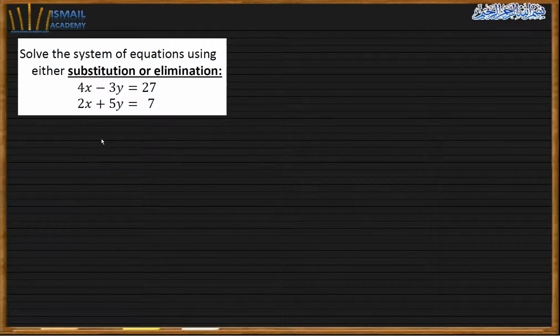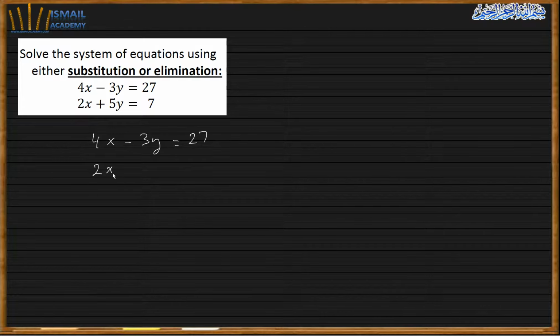So here it asks me to use substitution or elimination to solve this. So what I do, I'm going to use elimination. Why? Because I see the coefficients of the x are related, so I just need to multiply this one by 2, then subtract. So it's straightforward. If they're not related, then you choose any one to eliminate first.